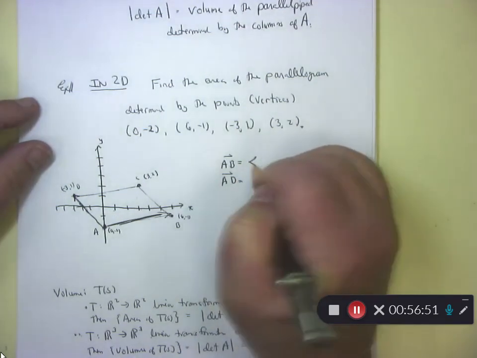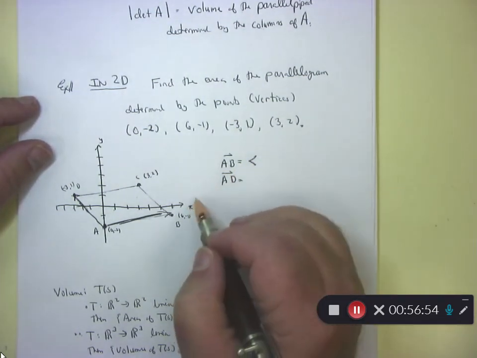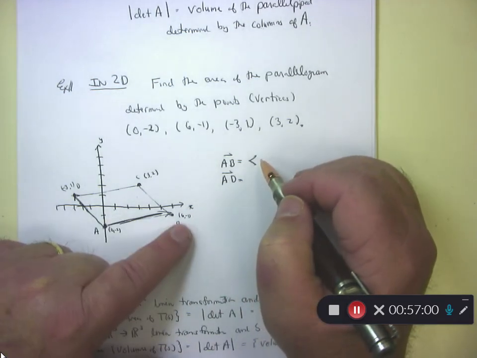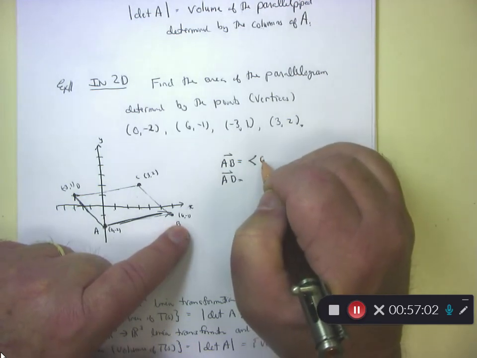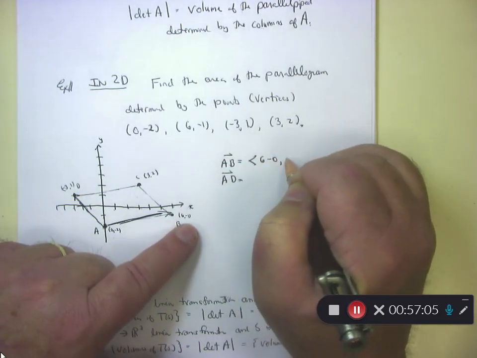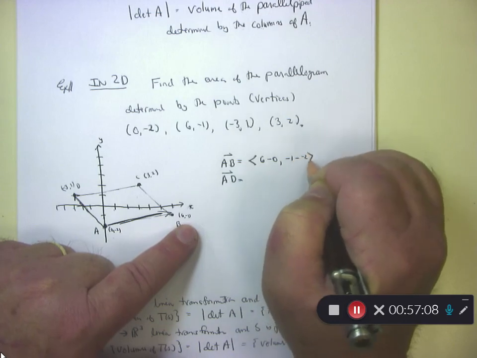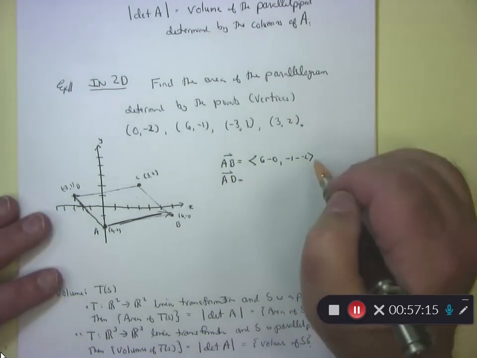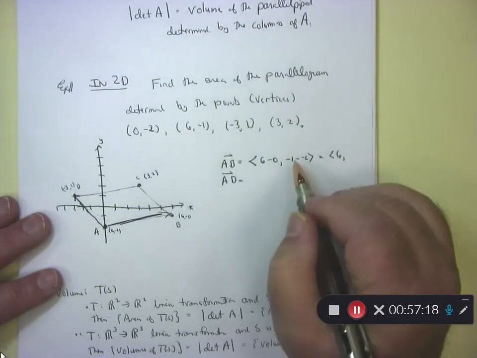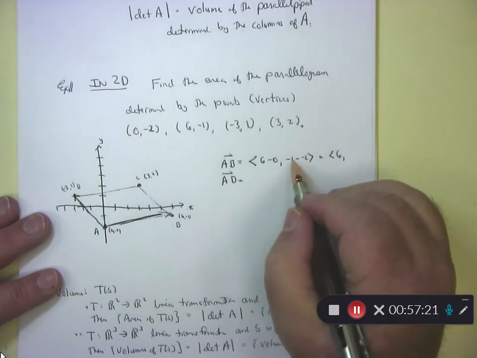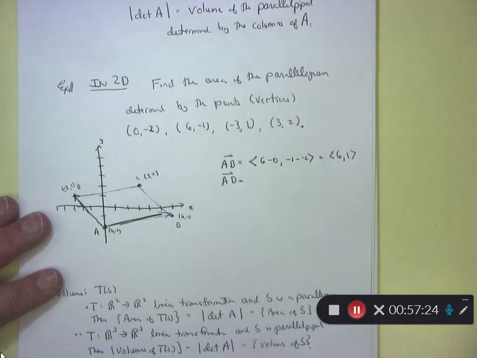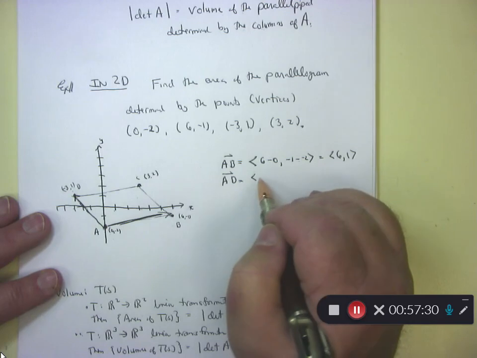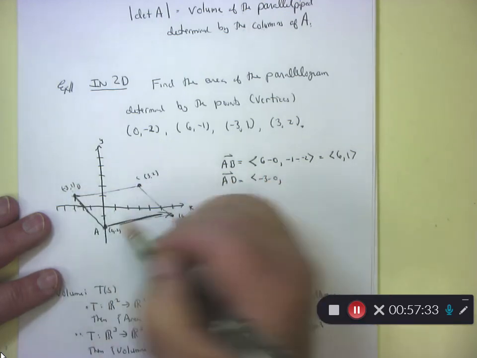These will be vectors, and I'll use my pointy brackets for vectors here. End minus beginning. I'm going to write it out here so you don't mess it up. A to B, so it's B minus A. First component is the x component, 6 minus 0, comma, negative 1 minus negative 2. I wrote it like that for your benefit because it's real easy to make a careless error with this stuff. So I end up getting the vector <6, 1>, since negative 1 plus 2 is 1. That's your vector there. Now the AD vector, end minus beginning: negative 3 minus 0, comma, 1 minus negative 2.